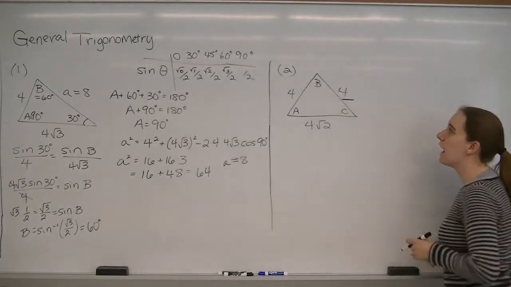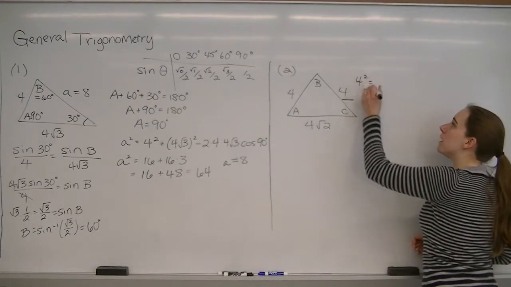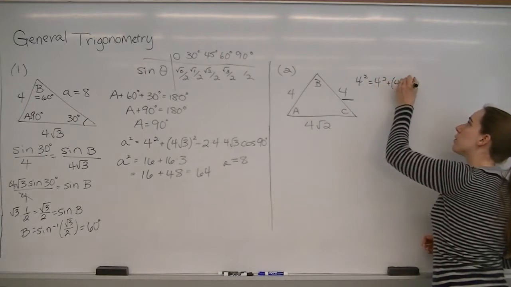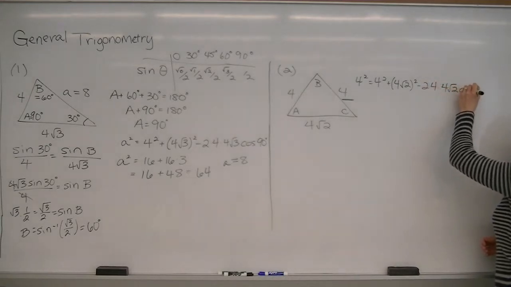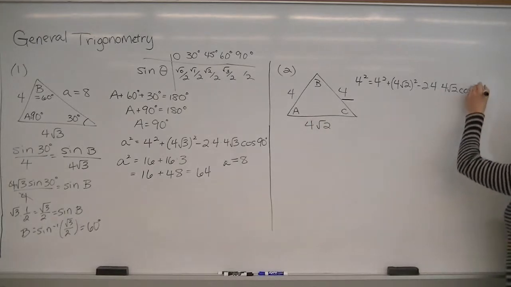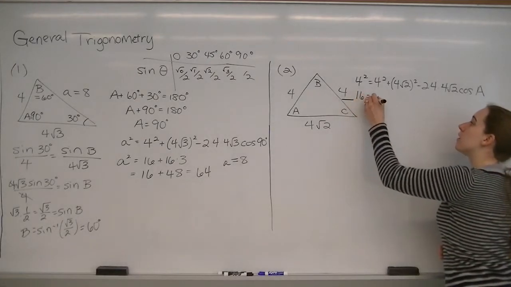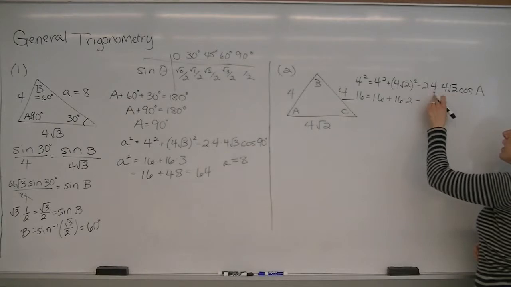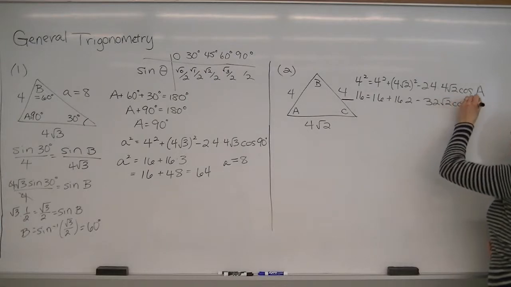So I can start with any side. I want to start with this particular side. So I'm going to set it up. 4 squared is equal to 4 squared plus (4 square roots of 2) squared minus 2 times 4 times 4 root 2 times the cosine of the angle opposite the side where we started, which was A. So 16 equals 16 plus 16 times 2 minus 2 times 4 times 4 will give us 32 times the square root of 2 times cosine of A.